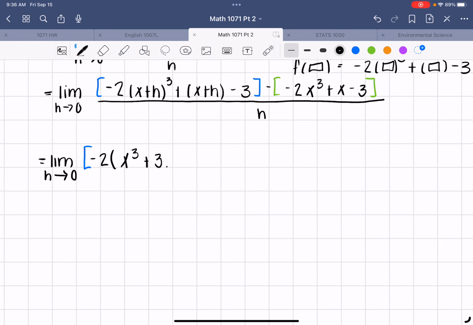I just did this to x plus h cubed. And then let me recopy the x plus h minus 3. That all is my blue bracket. Minus, I won't do anything yet to the green bracket.